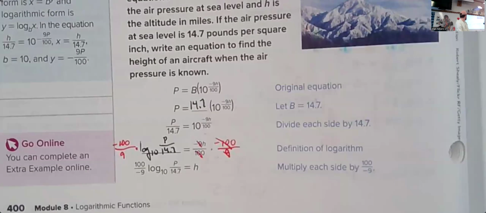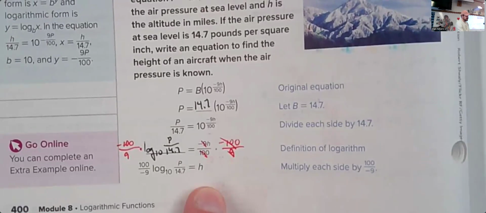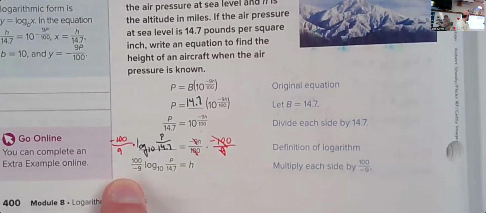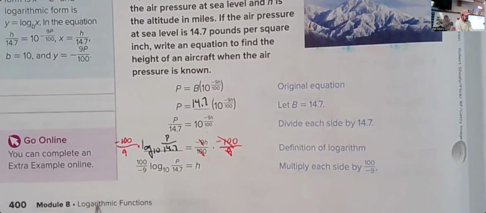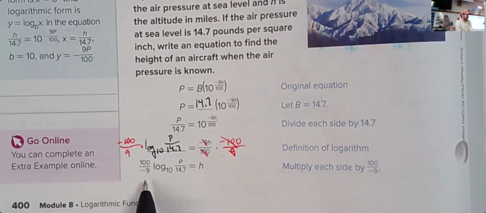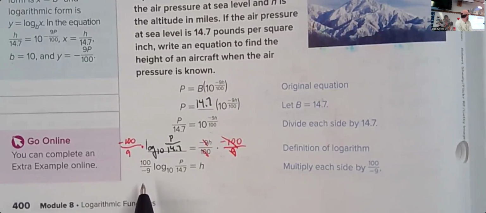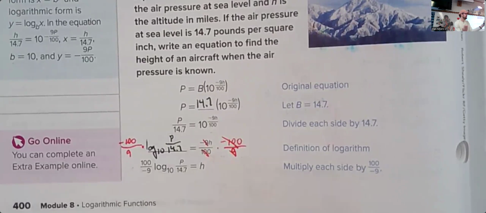And the negative 9s and the 100s will cancel, leaving us with h. And then you can see that that negative 100 over 9 has been multiplied here over on the left. The only difference is they've got the negative on the denominator. It doesn't actually make any difference whatsoever. If the negative is on the numerator or the denominator, or if it's just off to the side, it means the same thing.